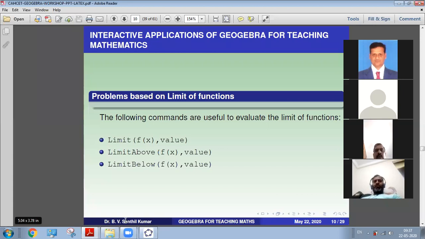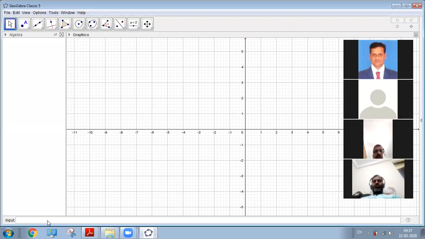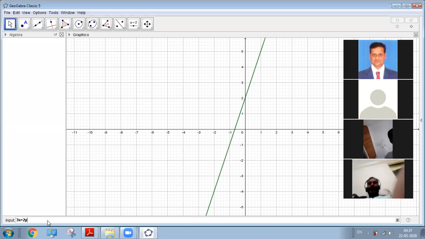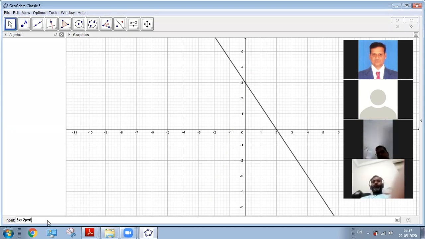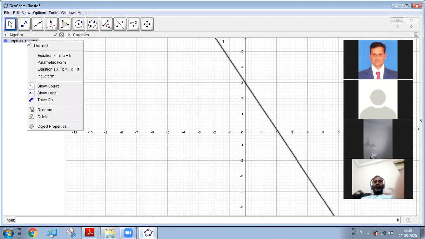First, we will find the graph of some simple functions. I'm going to find the graph of a function or a graph of an equation. You just type 3x plus 2y equal to 6. So this is the graph of the equation 3x plus 2y equal to 6. If you want to remove this graph, you just move the cursor here, right click, you will find a delete symbol here, just delete.